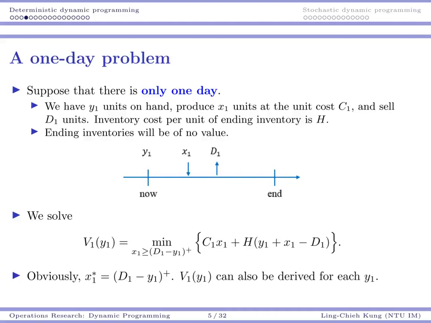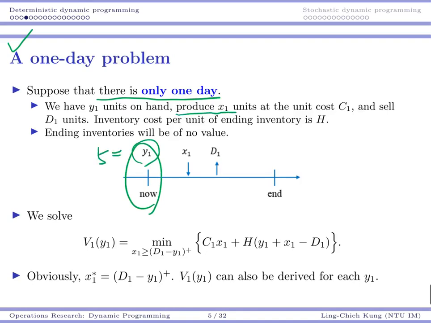Okay, so we're going to teach you something, but if we want to solve the 4 period problems in one shot, that's going to be too complicated at this moment. So let's say there is a 1-day problem. Suppose we have only 1 day to make our decision. At the beginning we have y1 units on hand, or let's say 5. Suppose we have 5 units on hand.